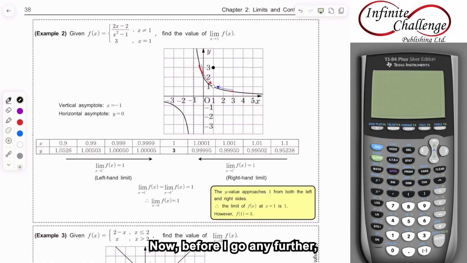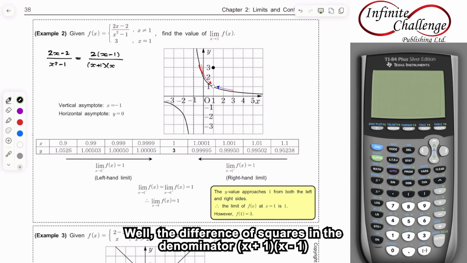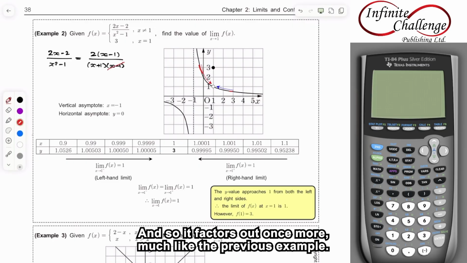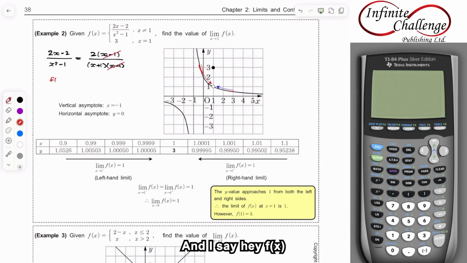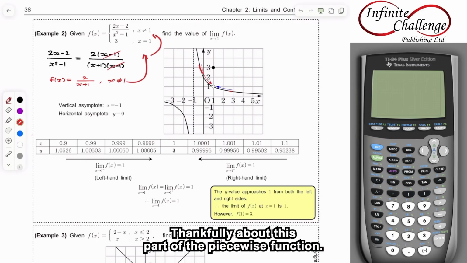Now, before I go any further, my awesome math loving brain should say that 2x minus 2 over x squared minus 1 can be rewritten to be 2 times x minus 1 over, well, the difference of squares in the denominator, x plus 1 times x minus 1. And so it factors out once more, much like the previous example. And I say, hey, f of x is equal to 2 over x plus 1 as long as x cannot equal 1, like they said, thankfully, about this part of the piecewise function.